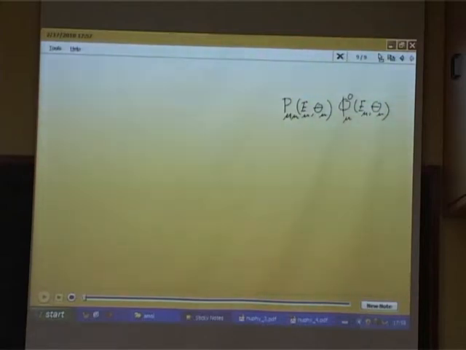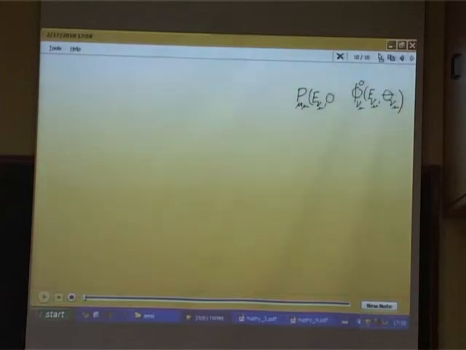Let me call this E of mu. So to be more exact, let me call this flux mu 0 of E mu, theta mu. Then there is P mu, which depends on E mu. So at this point, what we have is a flux of muons with this energy and this angle.